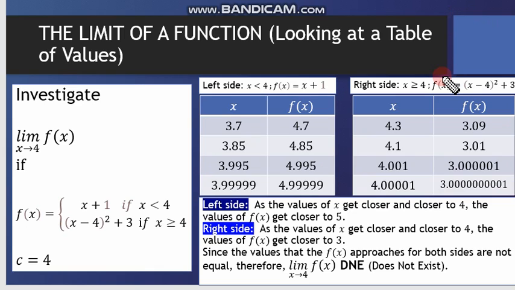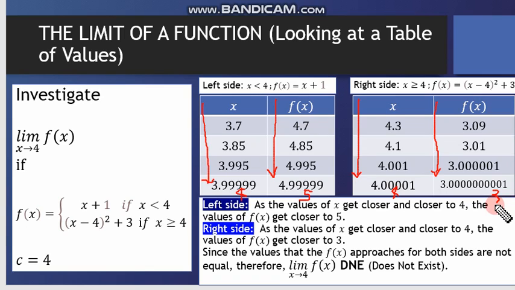Okay. Now let's determine the limits of the function. Here at the left side, as our x approaches the value of 4, our f of x approaches the value of 5. Here at the right side table, as our x approaches the value of 4, our f of x approaches the value of 3. Take note, at the left side, as the values of x get closer and closer to 4, the values of f of x get closer to 5. At the right side, as the values of x get closer and closer to 4, the values of f of x get closer to 3.